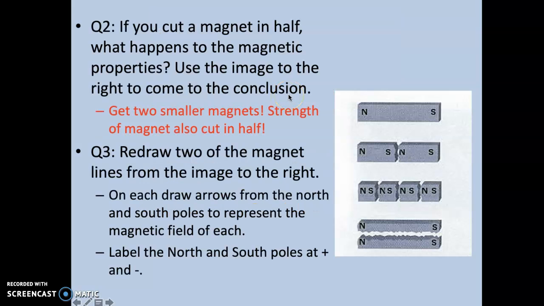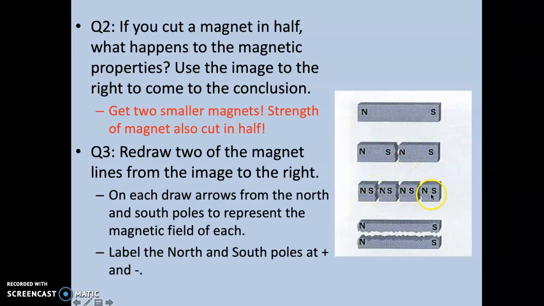So if you cut a magnet in half, what do you think is going to happen? Okay, so you might think that if I cut it in half, I would get a northern and a southern, a positive and a negatively charged object. But actually what you end up getting is two smaller magnets with the strength of the magnet cut in half.